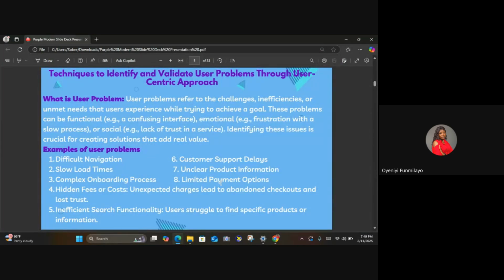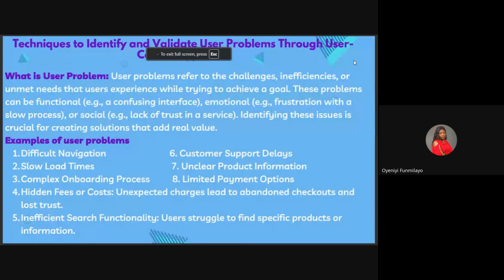So examples of user problems. I said slow load time. Somebody spoke about it, that he downloaded an app and the loading time was very difficult for him. So slow load time, complex onboarding process. You know, some apps, once you just sign up for them, there are too many questions, all the things that they ask will have annoyed you. It's only if that thing is very important that you will finish up. If it's not very important, you will just drop off from the app.